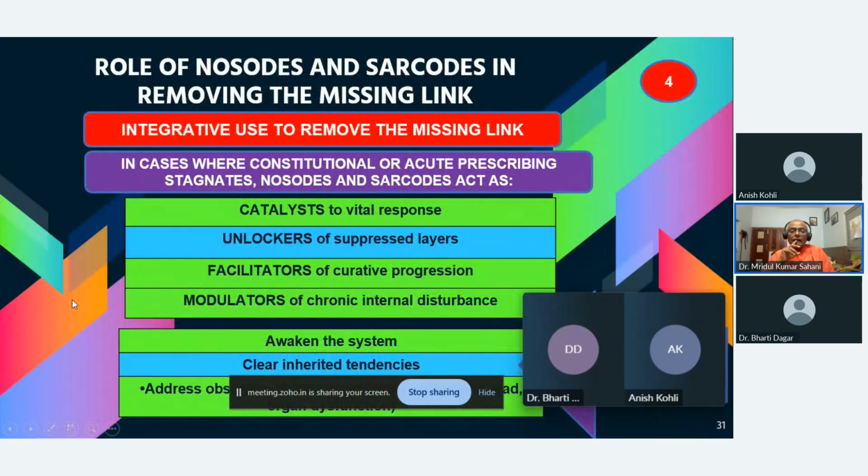Then integrative use, to remove the missing link in cases where constitutional or acute prescribing stagnates. Nosodes and sarcodes act as a catalyst to vital response, an unlocker of the suppressed layer, a facilitator of curative progress, and a modulator of the chronic internal resistance. They act by awakening the system, clearing inherited tendency, and addressing the obstacle to the cure.